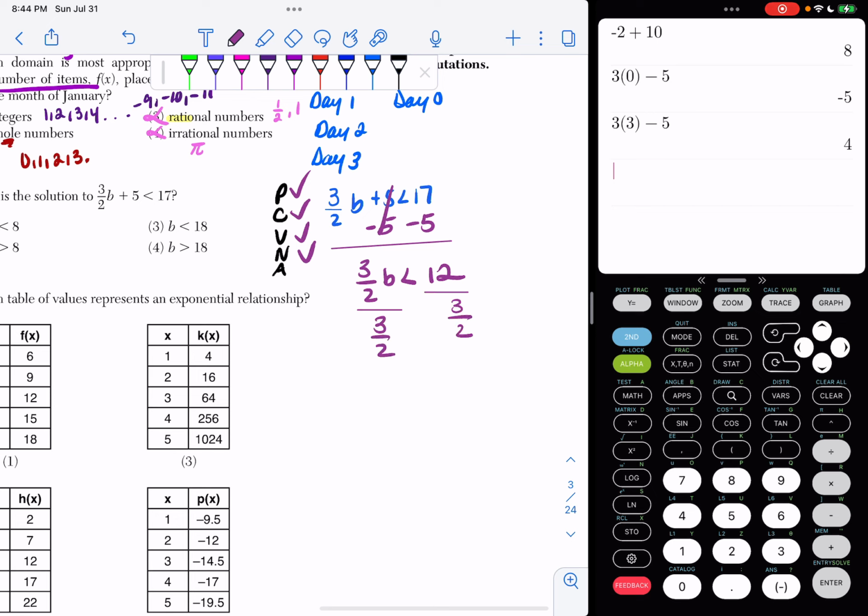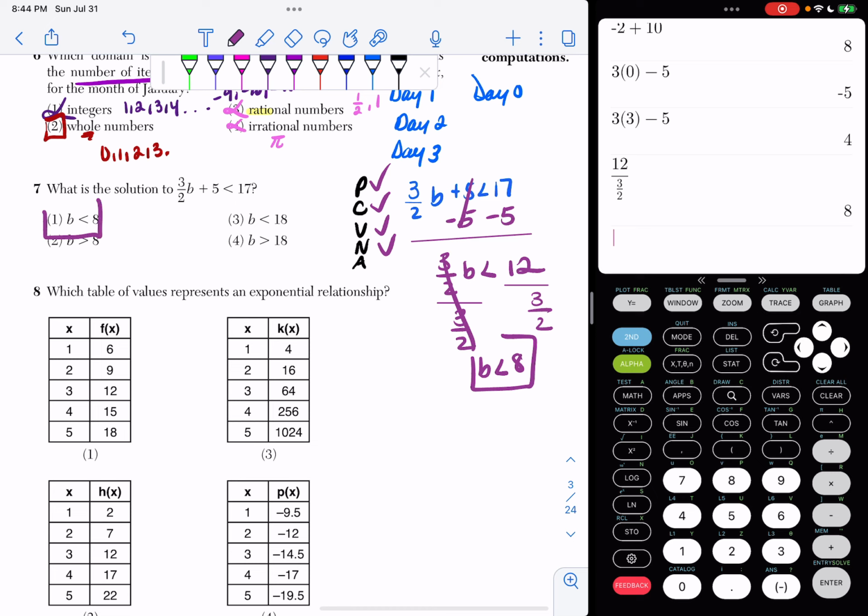Now, it's crucial that you use alpha y equal enter to make sure that you get it correct. So alpha y equal enter, I do 12 divided by 3 halves. Looks exactly as it's written. That's why you need to do alpha y equal enter. Now I hit enter, and I get b less than 8. So for this answer, it's going to be choice number 1.